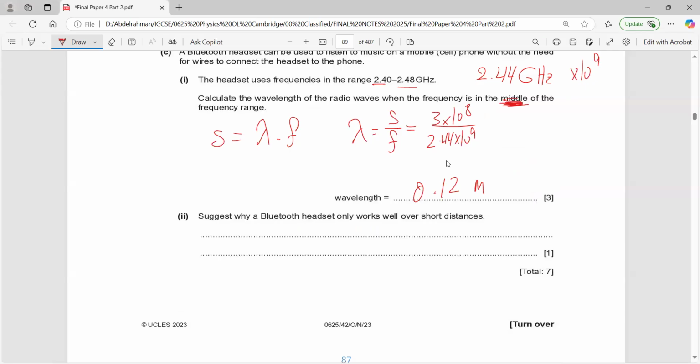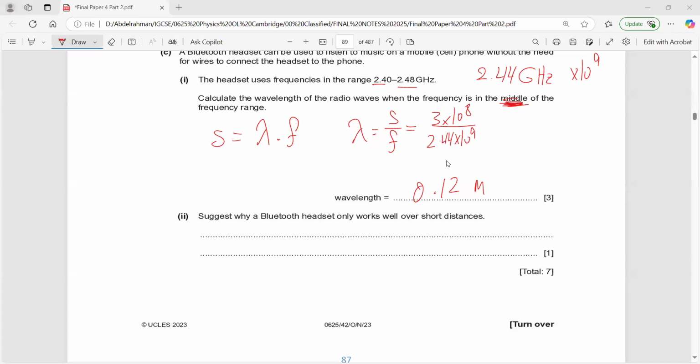Suggest why a Bluetooth headset only works well over short distances. A Bluetooth headset works only over short distances. Why? Because the type of waves used by Bluetooth, which are radio waves, get weakened. They lose some of their strength when they pass through too many walls.